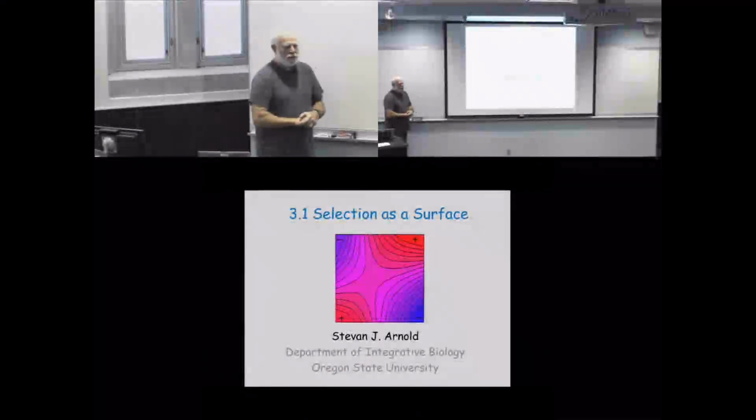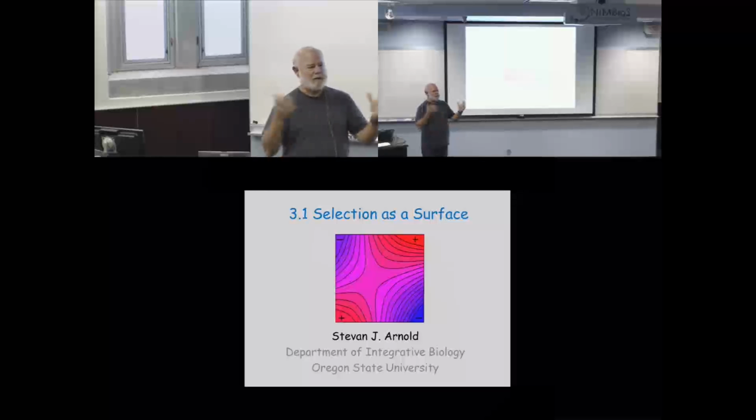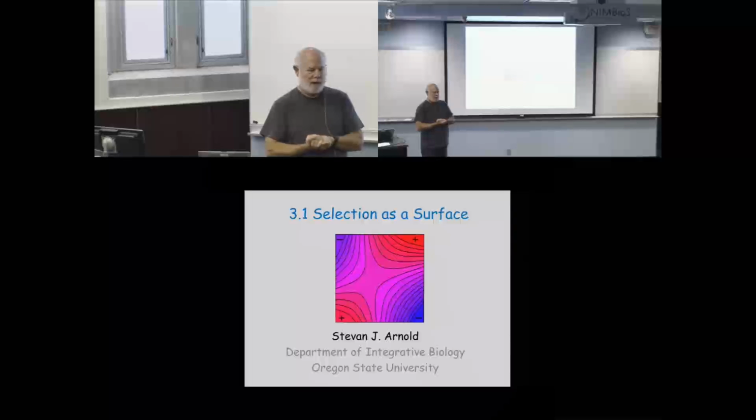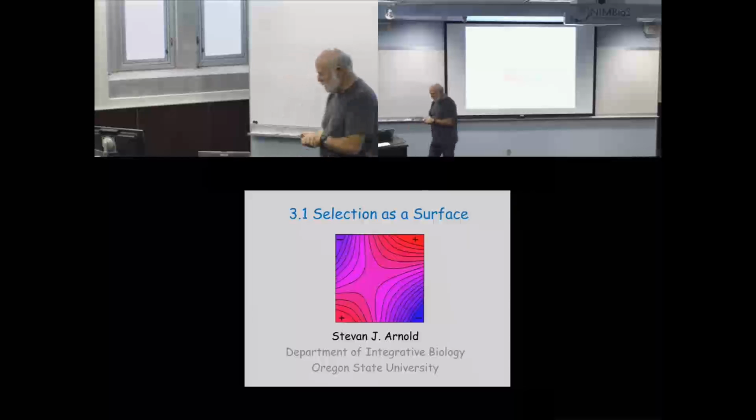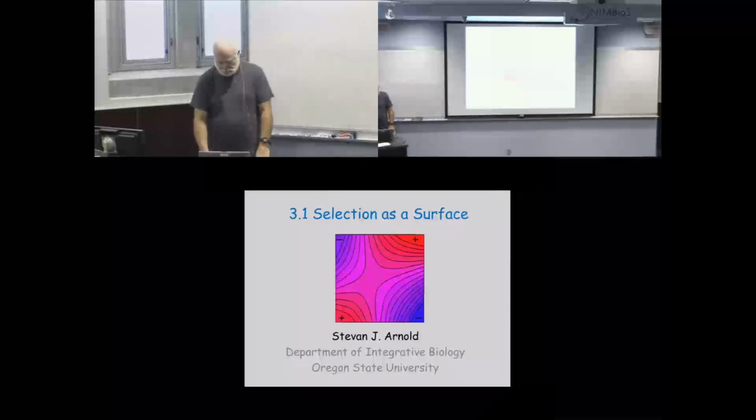So what we're going to do today is talk about selection as a surface. What this means is that the coefficients we talked about last time, in particular beta and gamma, turn out to be the coefficients that describe a surface. And we're also going to talk about the way of estimating them with longitudinal data, which is subject to fewer assumptions than the cross-sectional approach I just very quickly outlined.